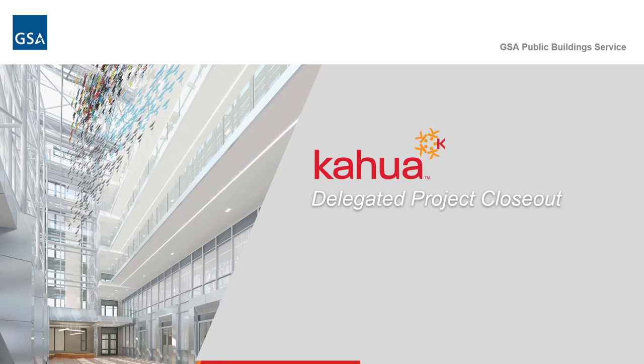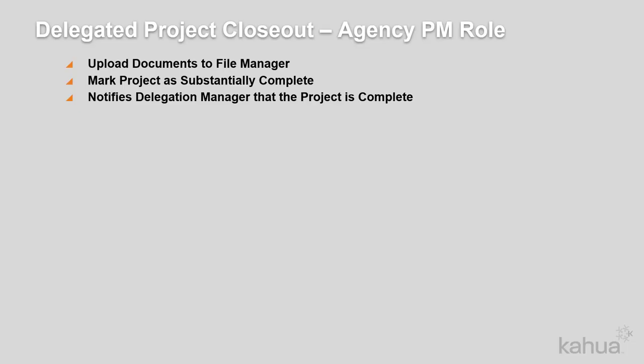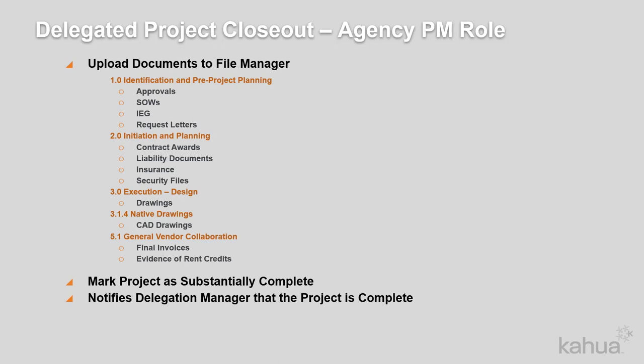In this video, we will show you how to close out a delegated project in Kahua. Once an agency PM is ready to complete a Kahua project, three actions must be performed. Uploading documents, such as as-builts and invoices, marking the project as substantially complete in the Milestones app, and notifying the delegation manager of project completion.